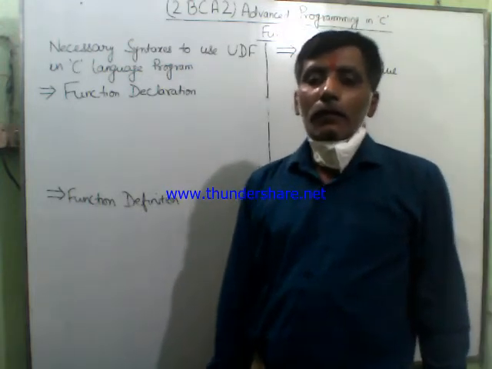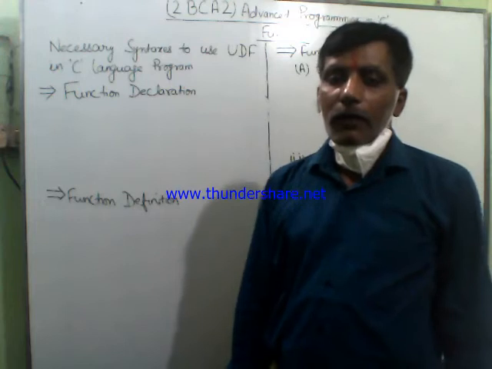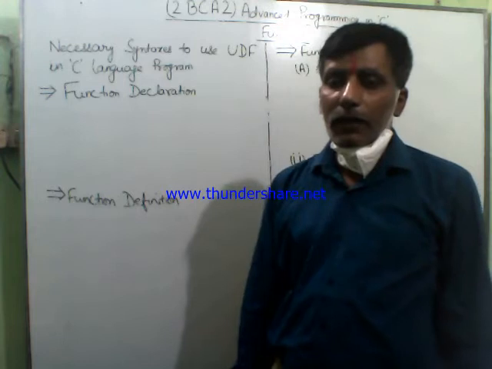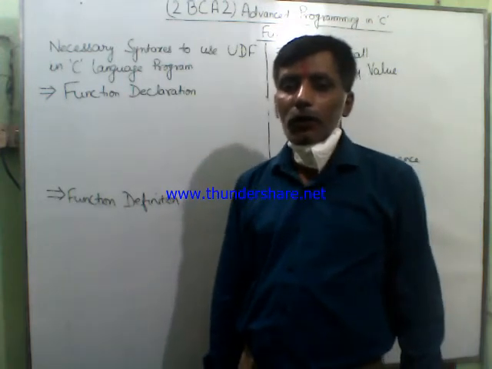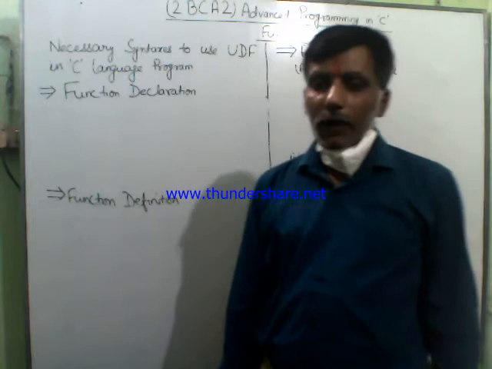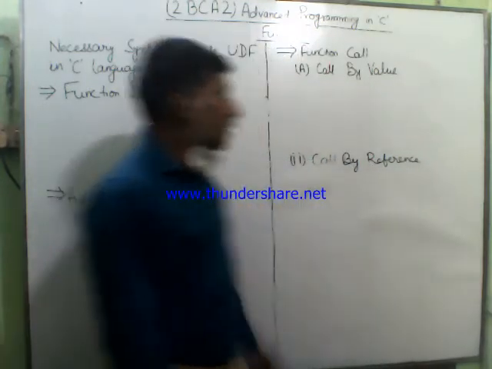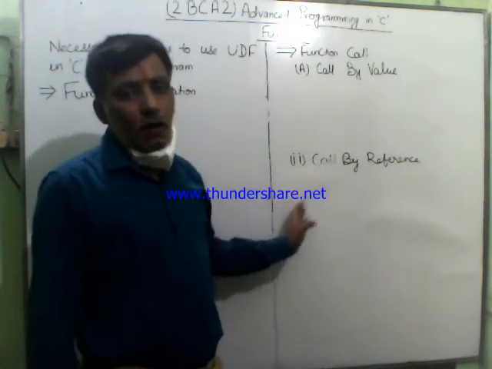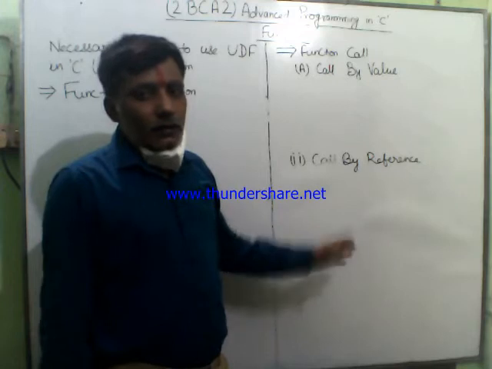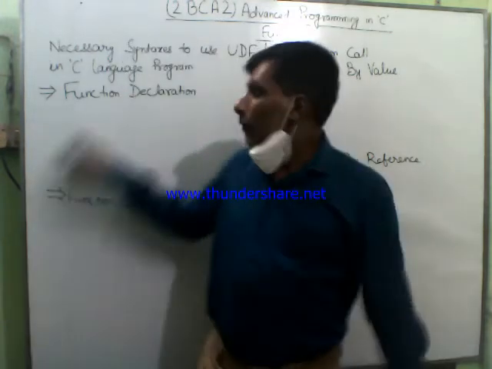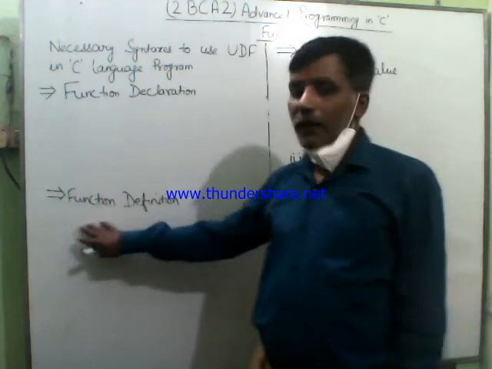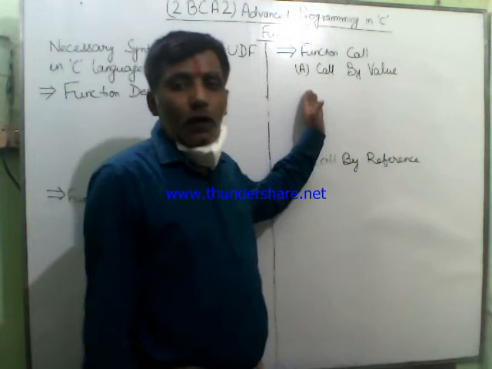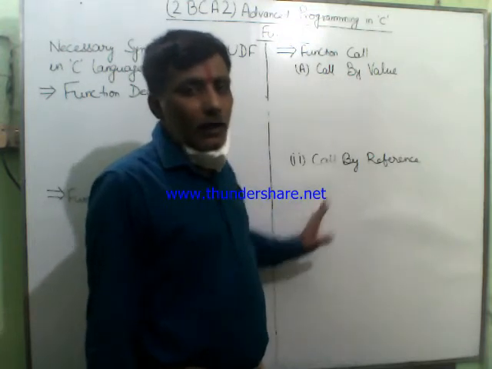Another decision that you have to take before using the user defined function in C language program is the method by which you want to call your user defined function. There are two different methods to call a user defined function in the program. One is call by value and another is call by reference. And the syntaxes to perform function declaration and function definition depends upon the method by which you are calling the user defined function in the program.